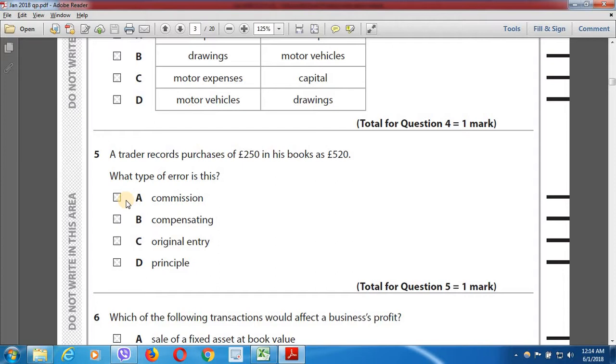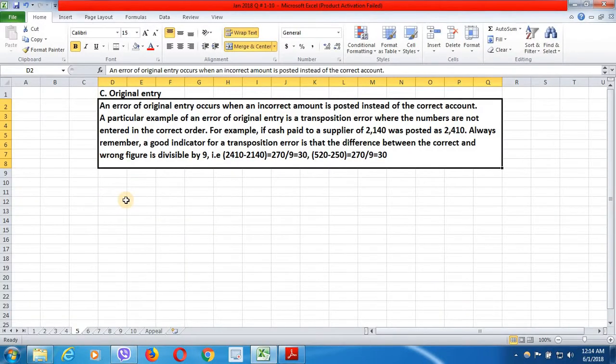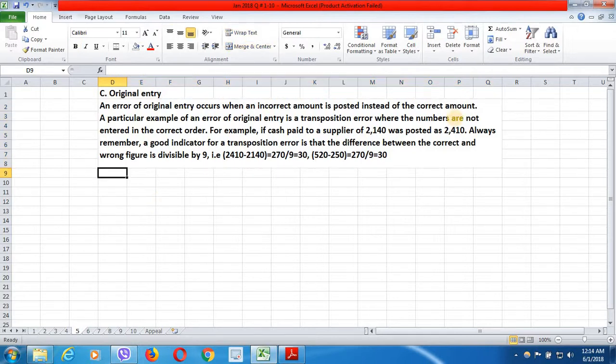Option A, commission. Option B, compensating. Option C, original entry. Option D, principal. The answer of this question is C, original entry. An error of original entry occurs when an incorrect amount is posted instead of the correct amount.